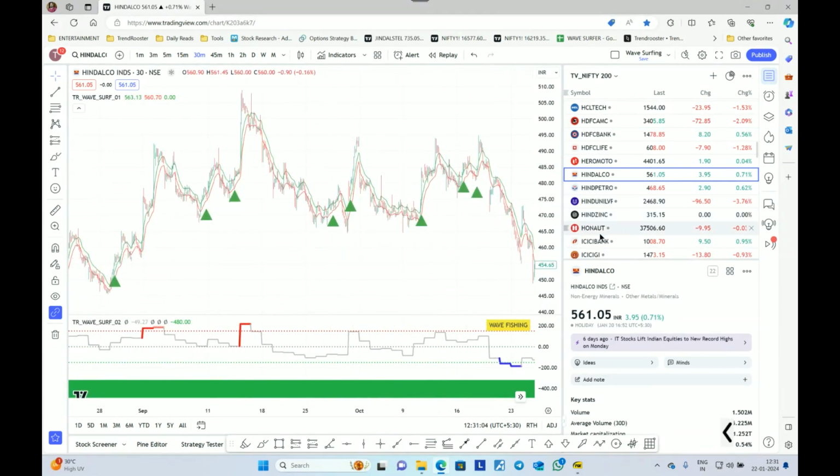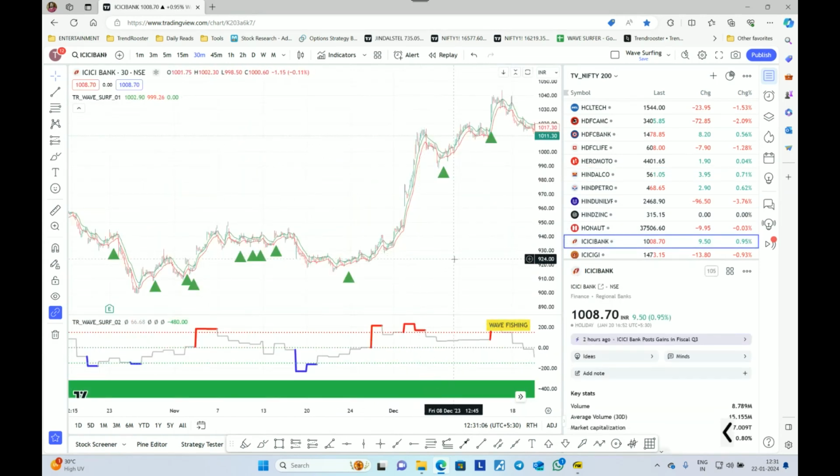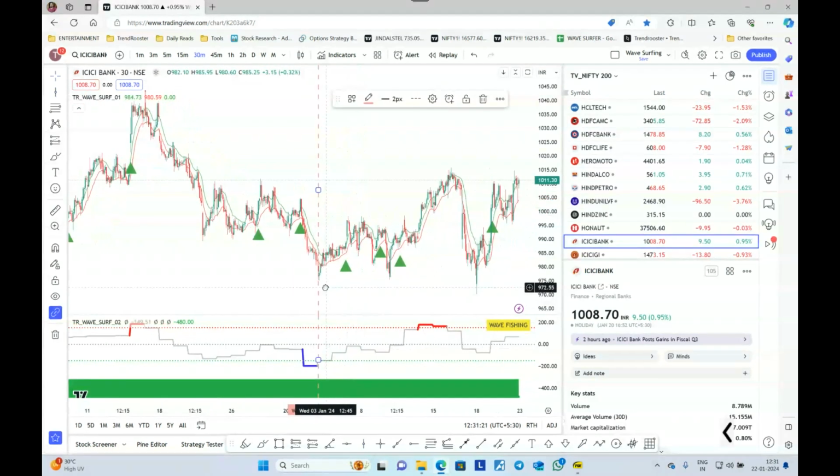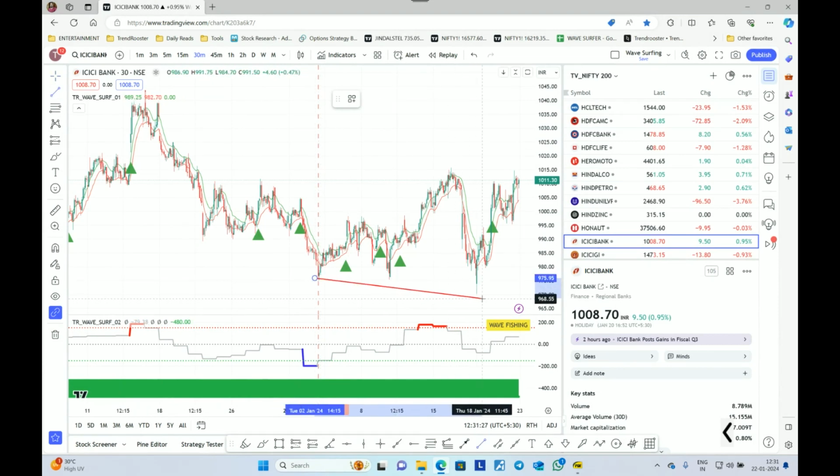Okay, so ICICI Bank. There you go. If you see the setup on ICICI Bank, it worked out. The price from this point to this point makes a lower low, and from this point to this point is a higher low in the indicator.